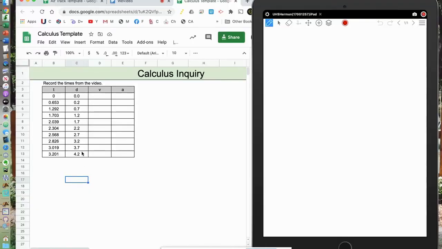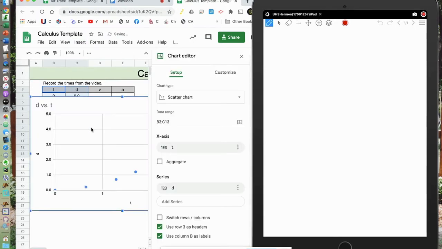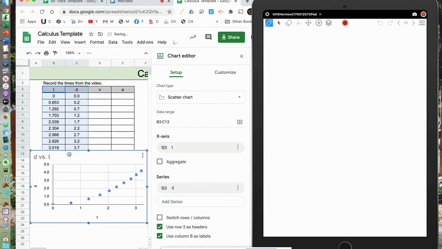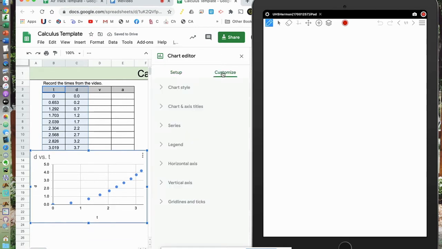The first thing we're going to do is we're going to make a displacement time graph. And if you know what acceleration looks like on a displacement time graph, you should kind of predict what this graph should look like. So I'm going to highlight these two columns. I'm going to insert a chart. I can shrink this down here a little bit. So I get something like this. And that's good. That's what we predicted.